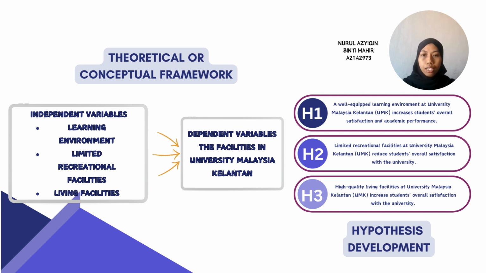Our first hypothesis is that a well-equipped learning environment at UMK increases students' overall satisfaction and academic performance. Our second hypothesis is that limited recreational facilities at UMK reduce students' overall satisfaction with the university. And our third hypothesis is that higher quality living facilities at UMK increase students' overall satisfaction with the university.